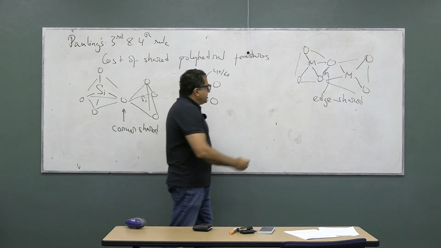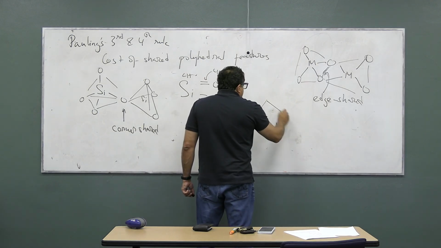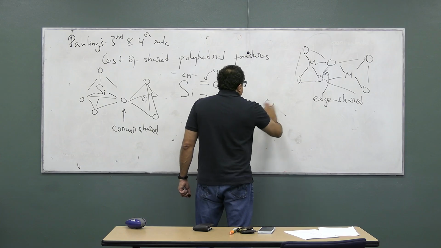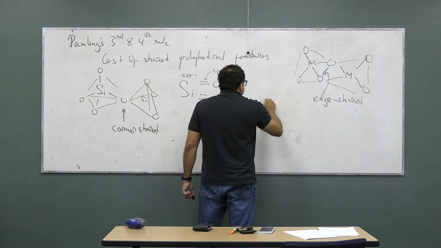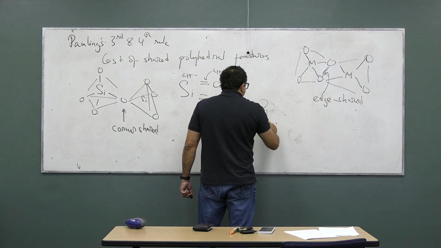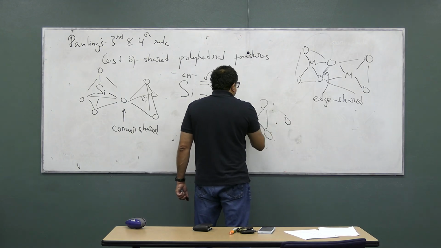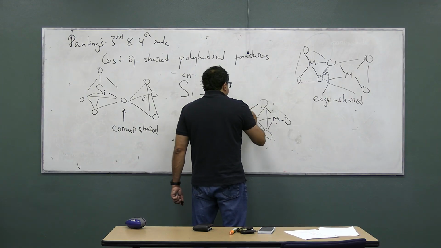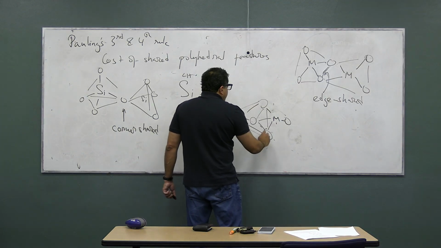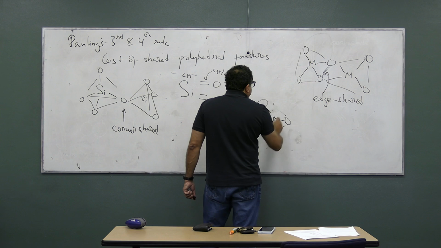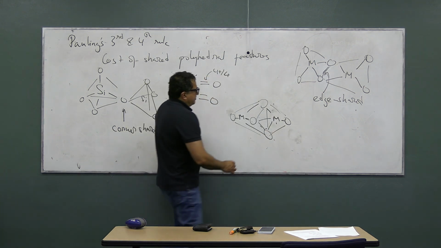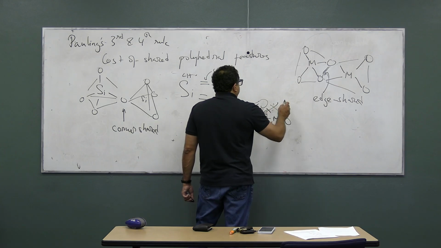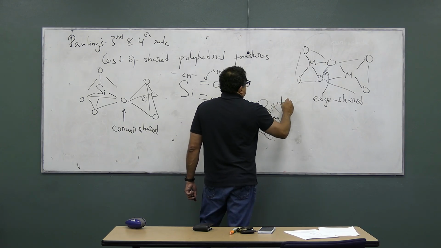In yet another structure, you may decide to share faces. You might have three oxygens. I'll draw them like this. Three oxygens forming a face. A fourth oxygen here, a fifth oxygen here, M here, M here. You see these M's are, in both cases, tetrahedral. But here, there's a face of three oxygens that are shared. Face shared.